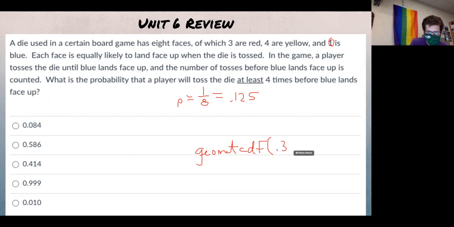Or no, I was going back to the previous problem. 0.125. I don't want to put the parentheses. And the number of successes. I want to make sure I'm not leaving anything out.